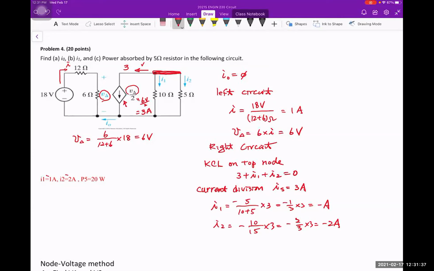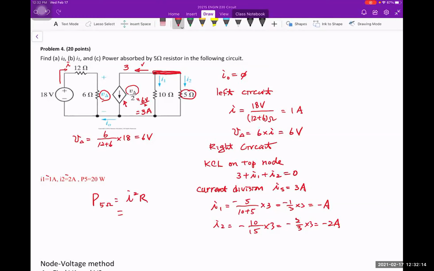Okay, the last thing we want to find is the power. Let's say I want to find the power of the 5 ohm. I want to find the power of this one here. Now, don't confuse it with the current direction. When you want to find the power of the resistor, it's always going to be a positive power. So the power of the resistor is always going to be positive, and it's going to be I squared times R. Why is this always positive?